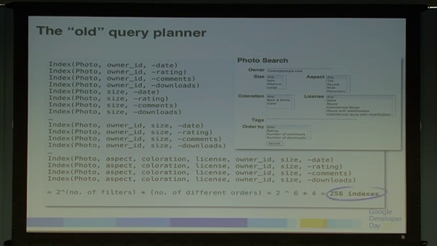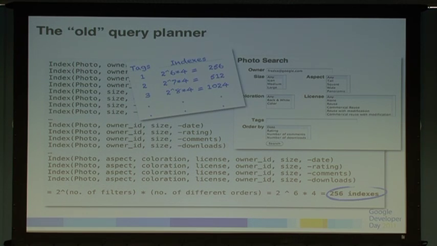And if you just do the math on all of that, it turns out for this simple form here, with just 1 tag, you need 256 indexes. If I wanted to be able to search for outdoor pictures with my family in them, that's 2 tags, I would need 512 indexes. That's already over, both of these are over the limit of 200 indexes. So this form was really not possible in App Engine before, unless you did some tricks to combine maybe properties or do some filtering within your application.